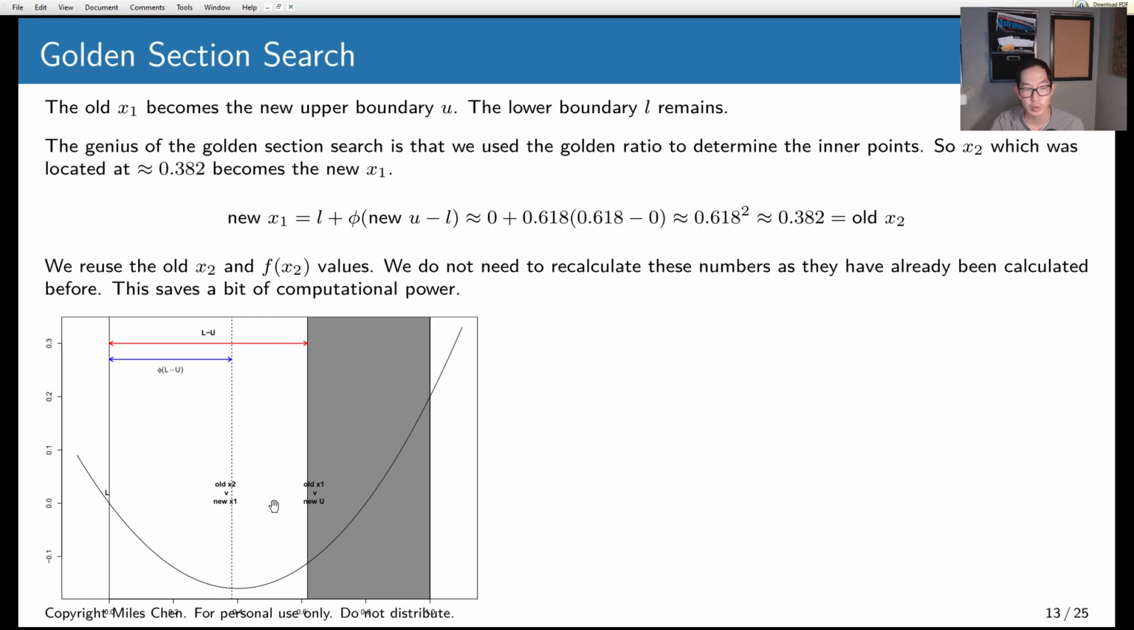So my new x1, my new interior point here, is going to be the lower bound plus phi times the new width of our interval, which is going to be 0.618 squared, or 0.382, and that was my old x2 value. So I'm going to reuse this value. I don't need to actually recalculate any of these numbers. These have already been calculated because I calculated them in the previous step. And so this is going to save me some computational power.